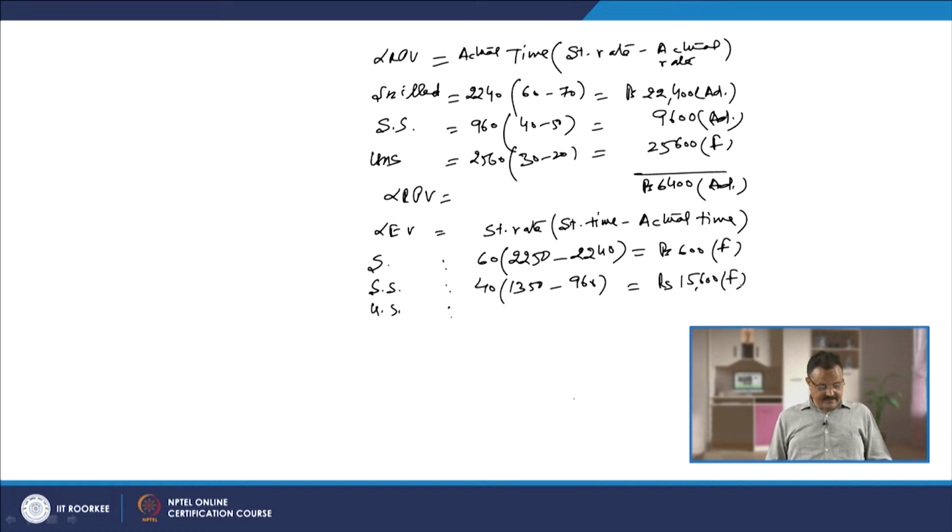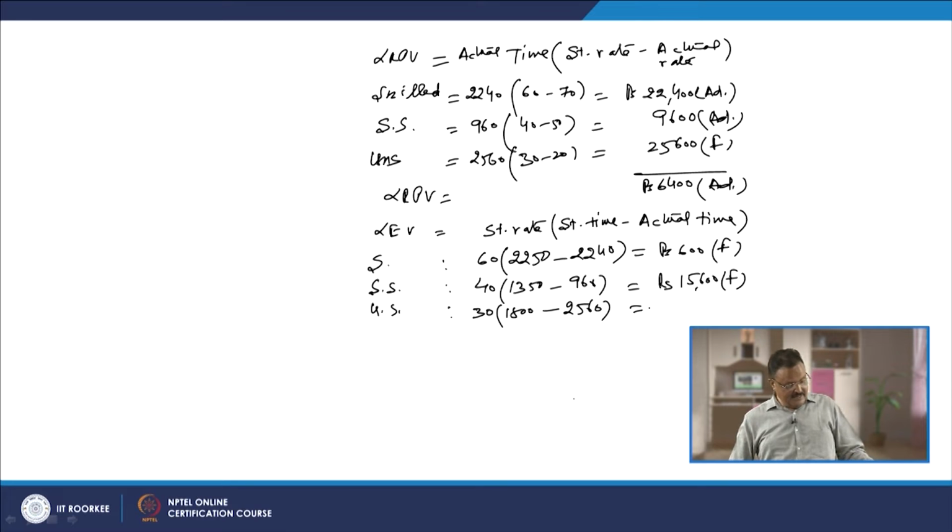And the unskilled is now going to create the problem for us. What is the standard rate? It is 30, and the standard labor weeks were 1800, and actual labor weeks are 2560. So, this variance is 1800 minus 2560, that is 760 labor weeks we have utilized extra. Standard rate being 30, this variance comes up as 22,800 adverse.